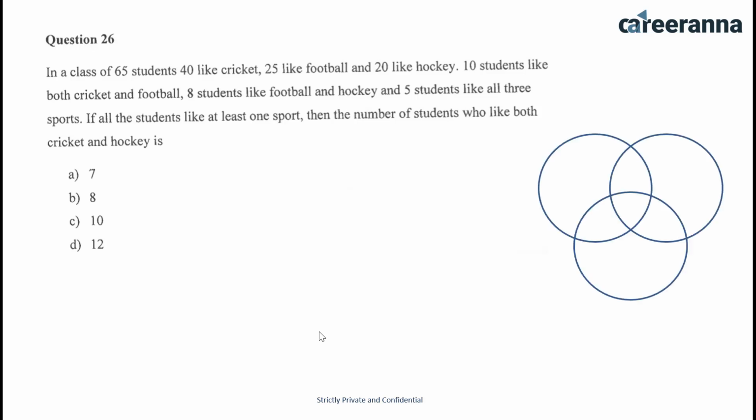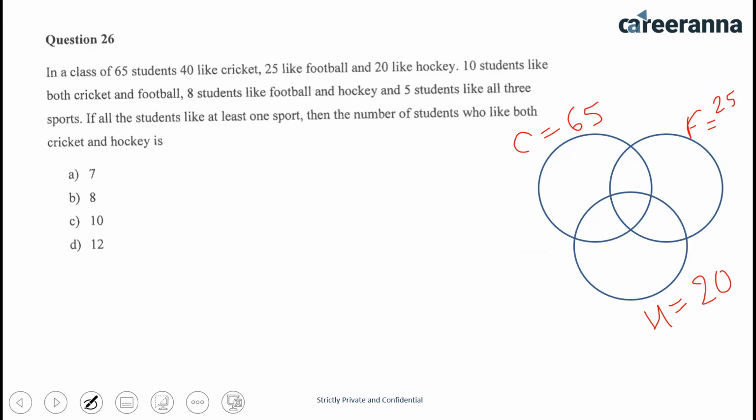So this is going to be the minimum possible Venn diagram for this question. Let us assume this as cricket. So cricket is 40 given to us, football is 25 given to us, and hockey is given to us as 20. Now the question is saying 10 students like both cricket and football. That means this area has to be 10. 8 students like football and hockey. That means this area has to be 8. And 5 students like all the 3 sports. This is given to us as 5 because this is the intersection of all the 3 sports.